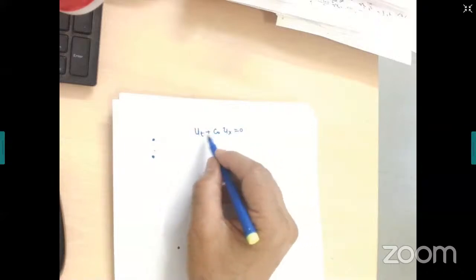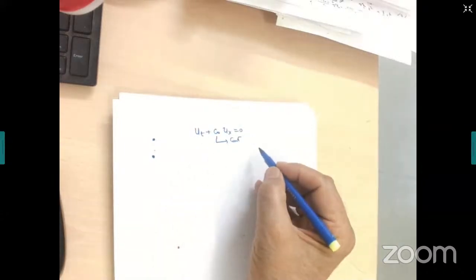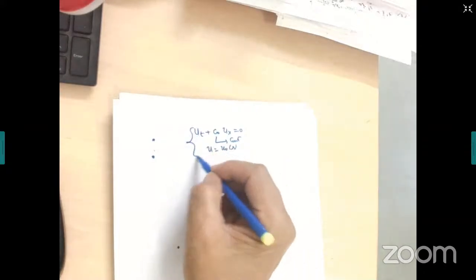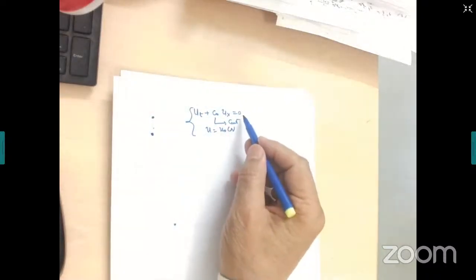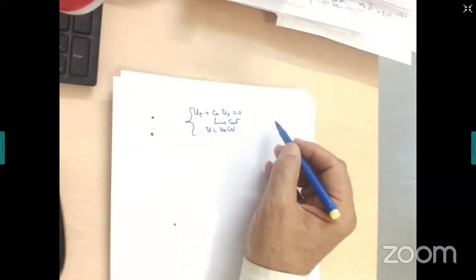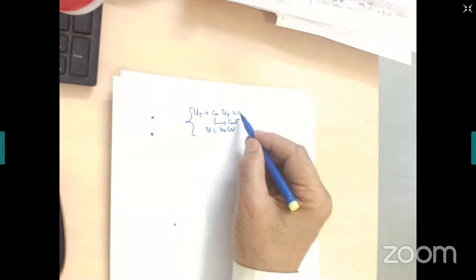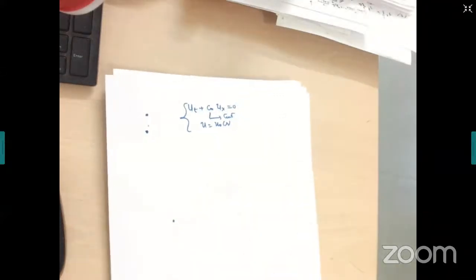Is it linear or non-linear? This c naught is constant, and u is equal to u naught x. Linear homogeneous. Is that right? Yes, because on the right hand side there is no term. When there is a term on the right hand side, it is said to be non-homogeneous. This is homogeneous.